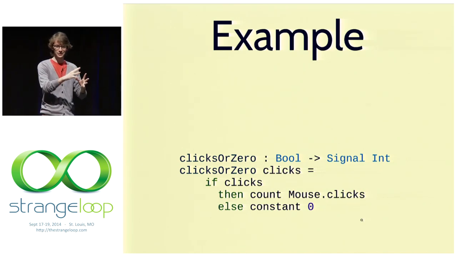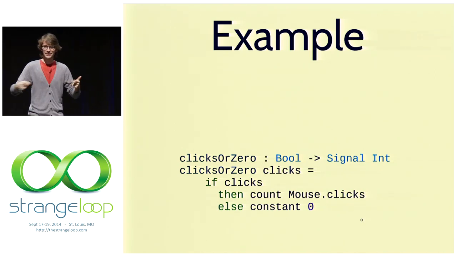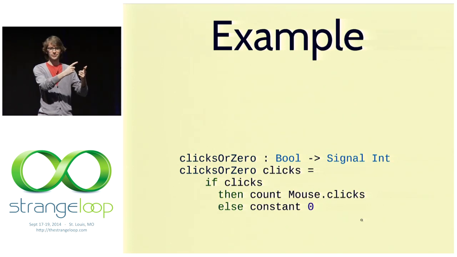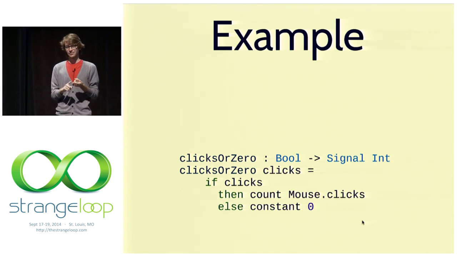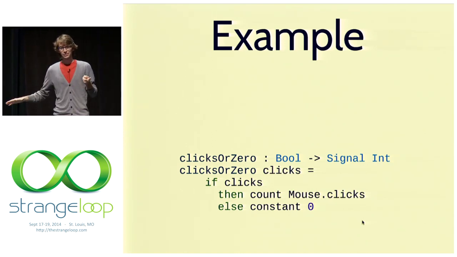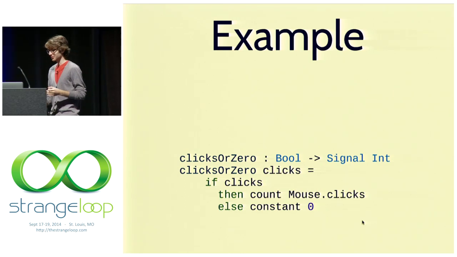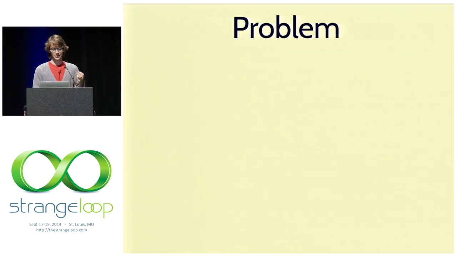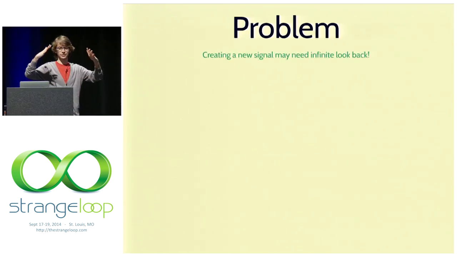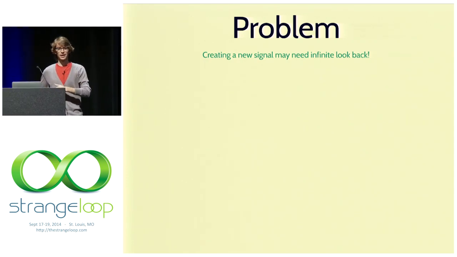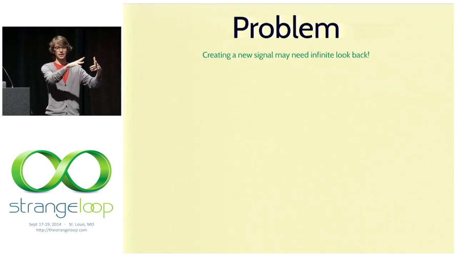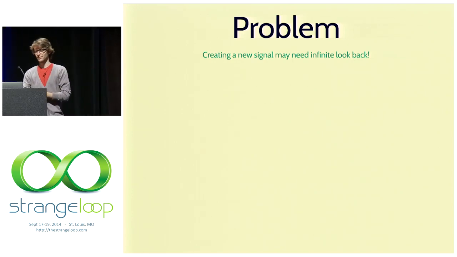This is a signal that's never existed before, but I know that it needs to keep track of all of those past clicks. So I'm in the place where I don't necessarily know that I'm going to need that signal. I know that it needs to use all past history. So I'm in a bad situation. Essentially, the problem is creating a new signal may need infinite lookback. I may need to look back at all the previous events to be able to reconstruct the signal so that I have these properties that I want.